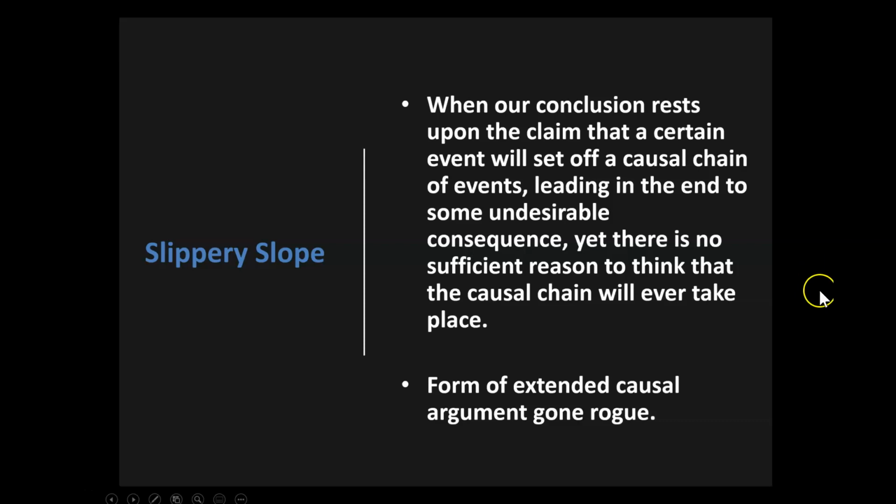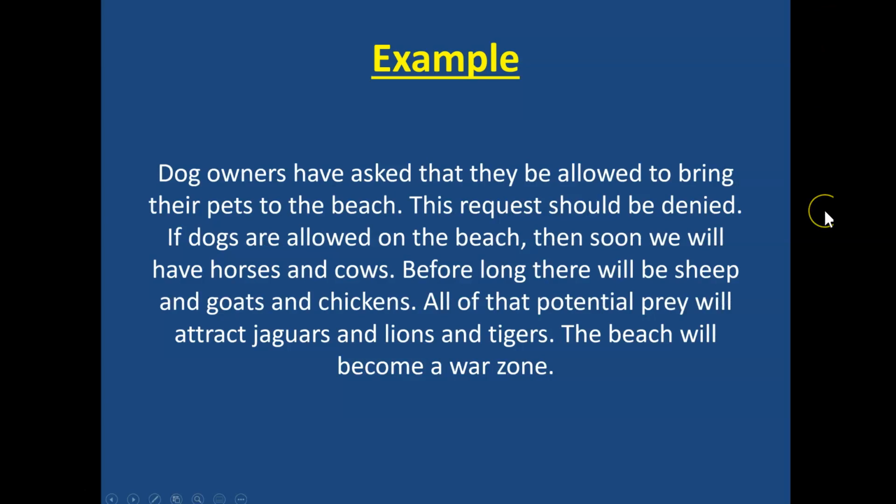Okay, and last step. Slippery slope is an extended causal argument gone rogue, right? And that's when our conclusion rests upon the claim that a certain event will set off a causal chain of events, leading in the end to some undesirable consequence. But there's no real sufficient reason to think that the causal chain will ever take place, right? Here's an example. Dog owners have asked that they be allowed to bring their pets to the beach. This request should be denied. If dogs are allowed on the beach, then soon we will have horses and cows, and before long it'll be sheep and goats and chickens, and all of that potential prey will attract jaguars and lions and tigers. The beach will become a war zone.